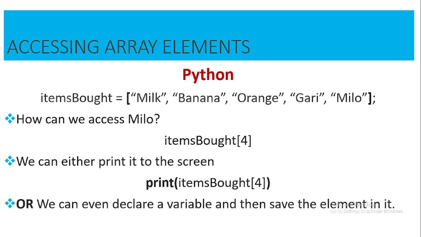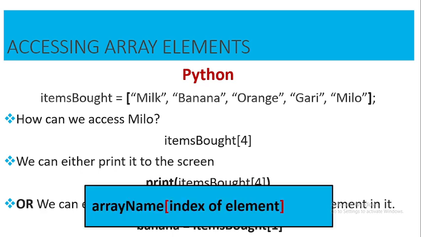And let me declare a variable for this item I am picking: banana equals items-bot, and the index of the element I want to access goes inside the square brackets. So to access an element in an array, you use the array name, then the index of the element inside square brackets. This is a fine way to access an element in an array.